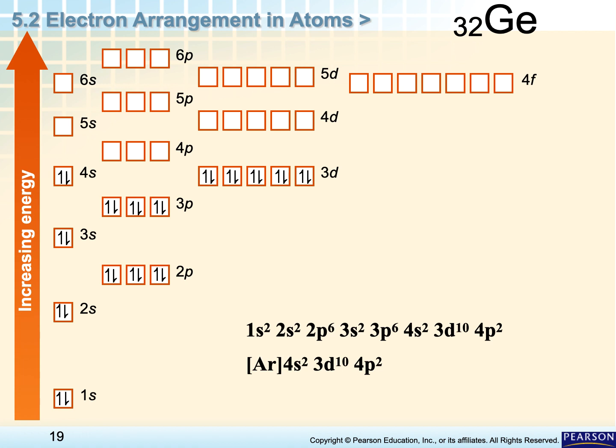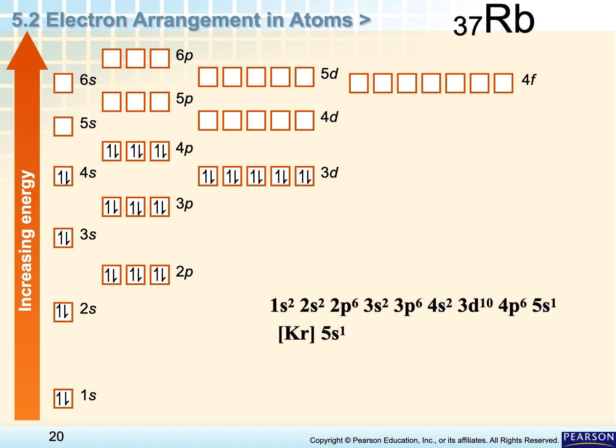So I want to do germanium. Germanium ends with 4p2. So I've done everything up to the 4p, even including the 3d10. The first one goes in the first box, and the second one goes in the second box to make sure that you are following Hund's rule. You did not really see Hund's rule with the last one because there was only one electron.